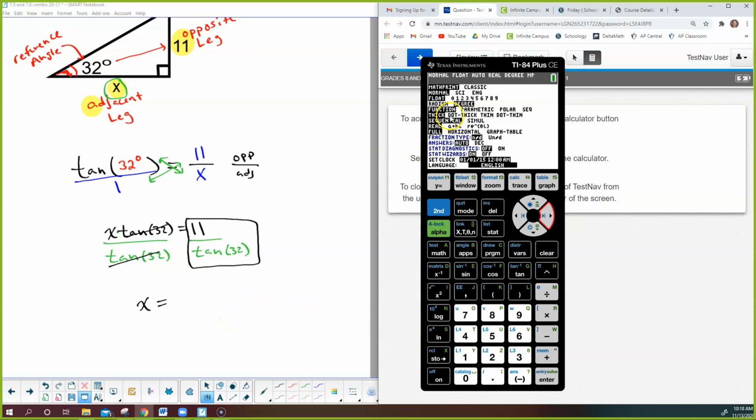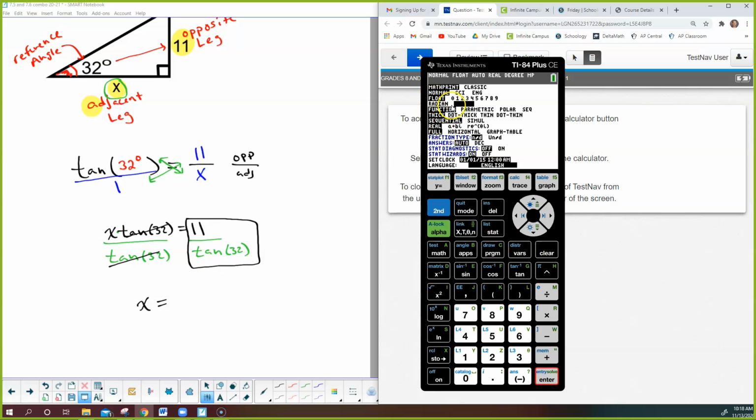All right, so once you did that, just go second quit, and that will bring you to a new screen. Now, I want to take 11 divided by the tangent of 32. Somebody just asked if we could do that again. It's really quick. So hit mode, and then you're going to go down to the spot where it says radian and degrees and press over so the degree is highlighted and hit enter.